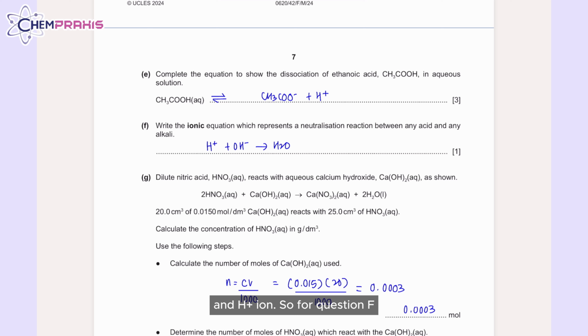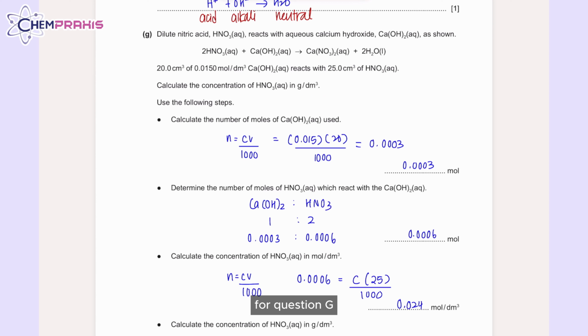So for question F, write the ionic equation which represents a neutralization reaction between any acid and any alkaline. So usually for acid, we will use H plus ion to represent it. And then OH minus represents alkaline. And when both of these react, they will give you water, which is neutral.